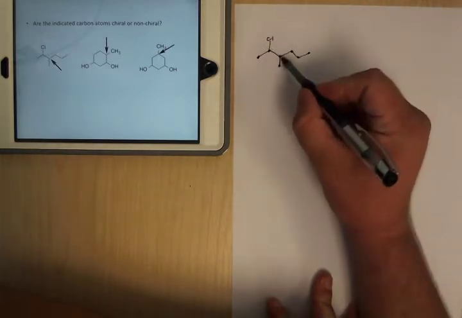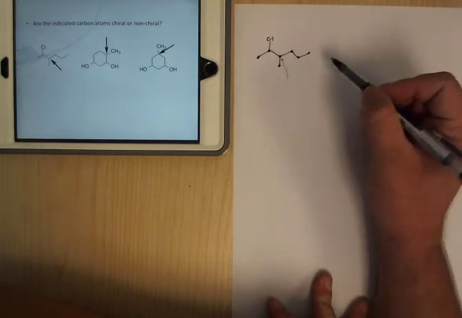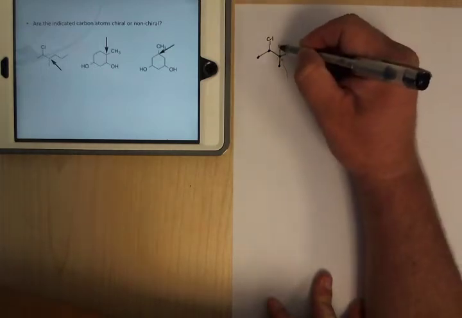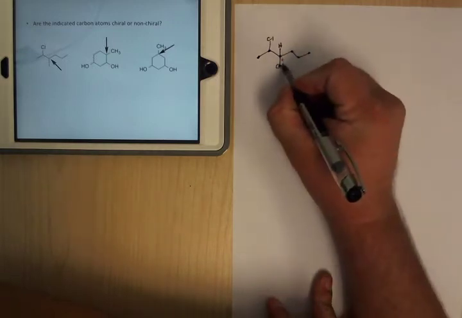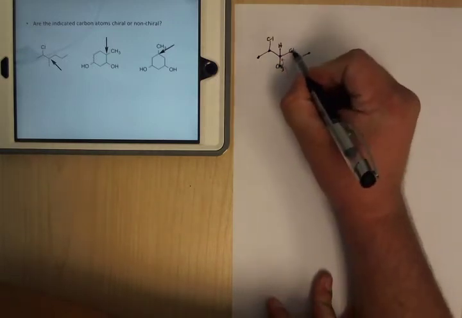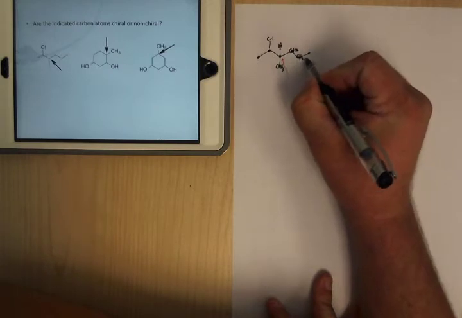So there are 3 bonds shown. What's missing is a hydrogen, so don't forget about the hydrogen. So this is a CH3. Sometimes it's easier to just go ahead and draw what's on here.